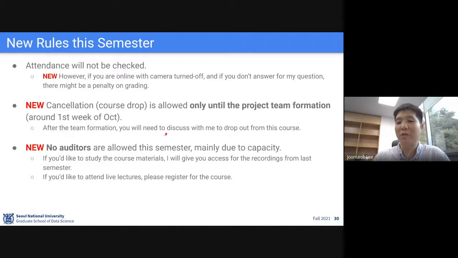After the team formation, you will need to explicitly discuss with me for the reason, and you will need special approval for that. So basically the deadline for the course drop will be until the team formation, which is the early October. Okay. And this year I don't allow auditors in most cases. So because we already have like 95 students in this class. So yeah, because of the capacity, I'm not allowing the auditors.